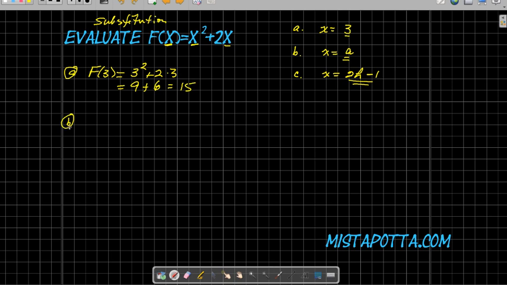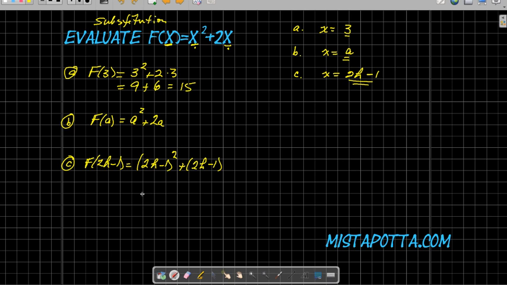If I want to do b, I'm going to have to evaluate f at the variable a, which means everywhere I see an x, I'm going to replace it with a. So a squared plus 2a. And those are not like terms, so that's as simplified as I can get. And for c, I want to replace every occurrence of x with this expression 2h minus 1. So f of 2h minus 1 is going to be the expression (2h minus 1) squared plus 2h minus 1.